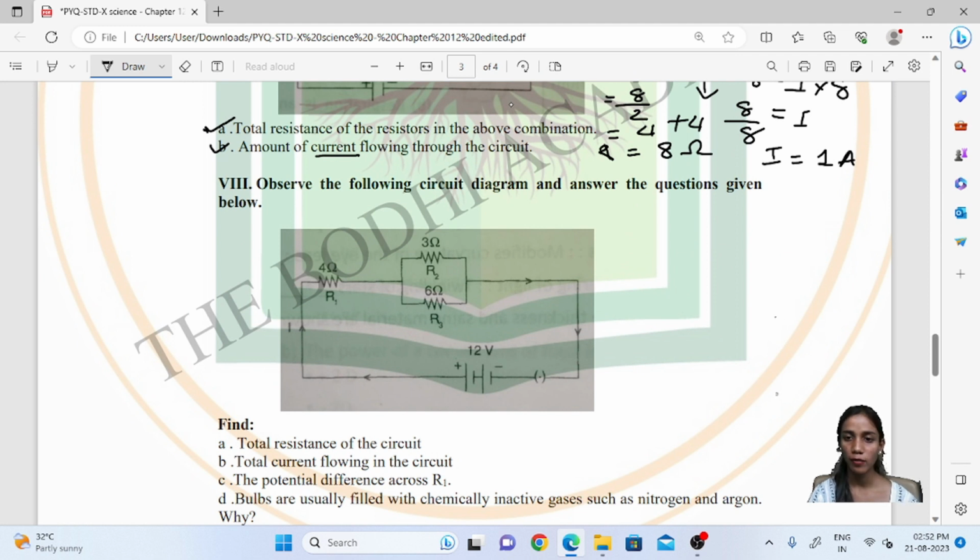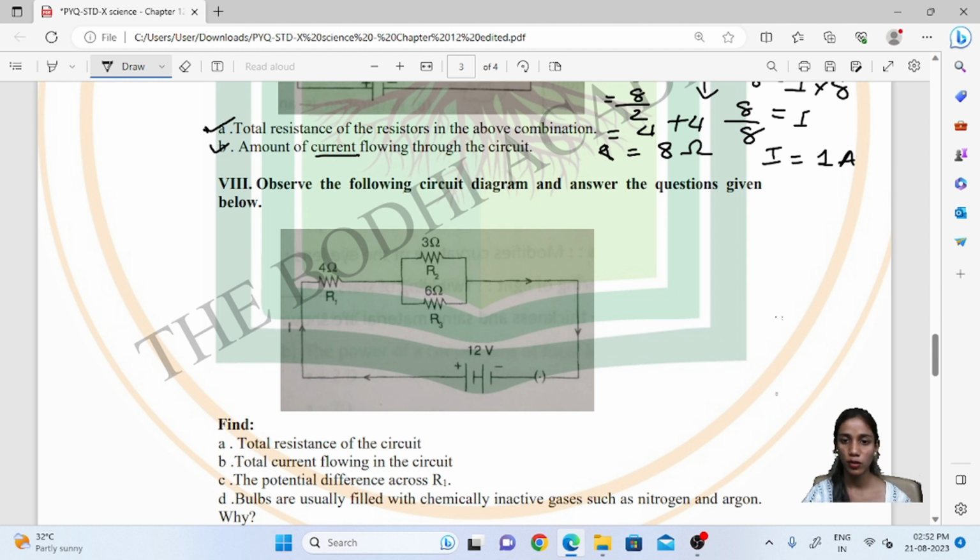Observe the circuit diagram and answer the questions given below. In the first one, find the total resistance of the circuit. So how to find total resistance? Again the same thing. You have to find first the parallel and then connect them with series.